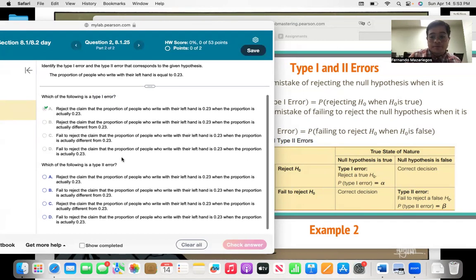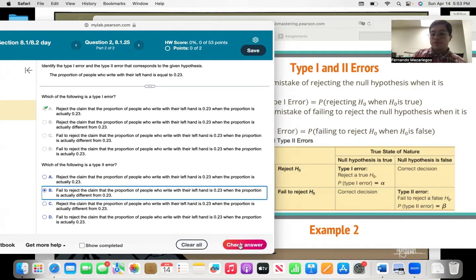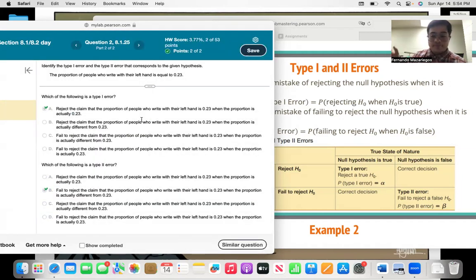And what is the type 2 error? Type 2 error is failing to reject when that is false. So we fail to reject the claim that the proportion of people who write with their left hand is 0.23 when the proportion is actually different from 0.23. Again, maybe it can get a bit confusing with the wording, but this is what we're checking. We are failing to reject the claim. The claim is the proportion of people who write with their left hand is equal to 0.23. And the actual proportion is different from 0.23 because the null hypothesis is false.